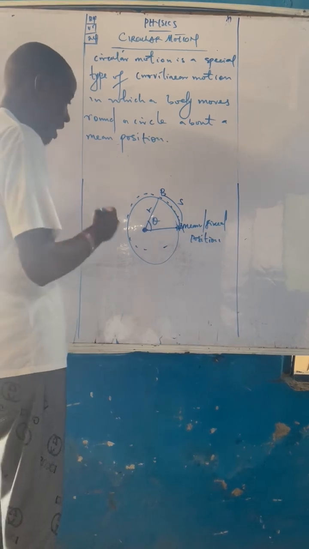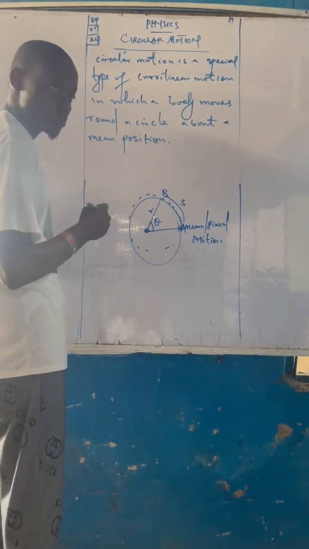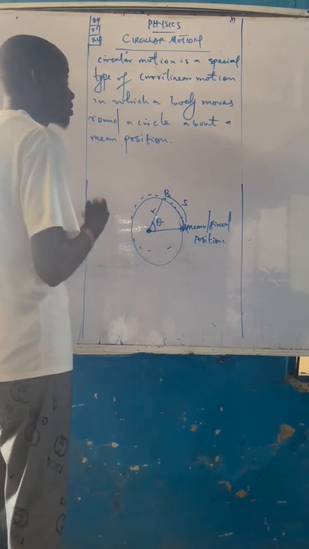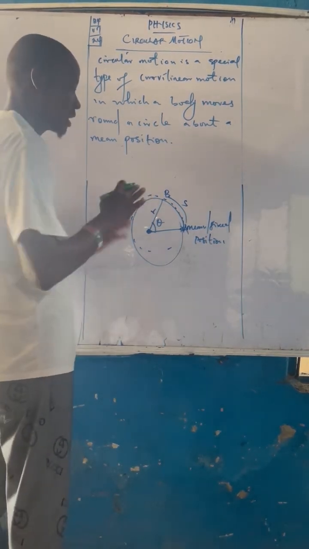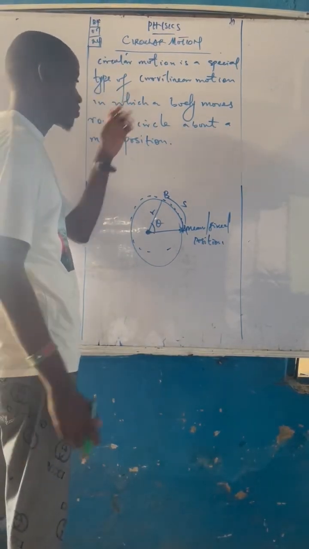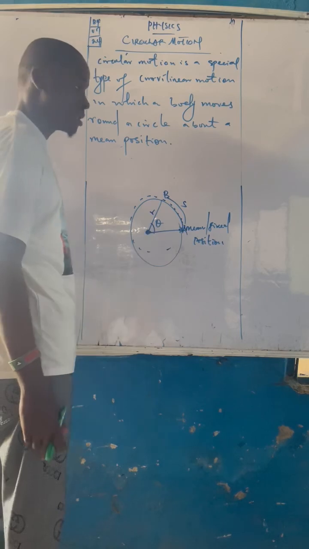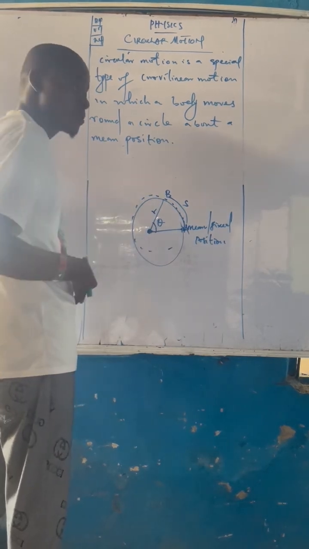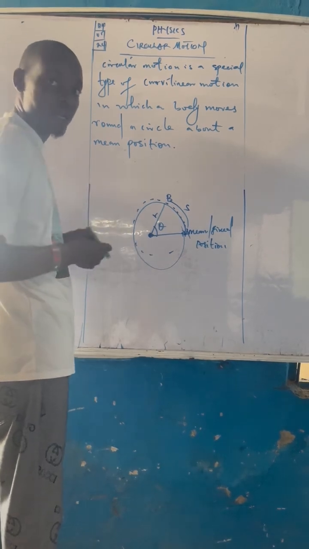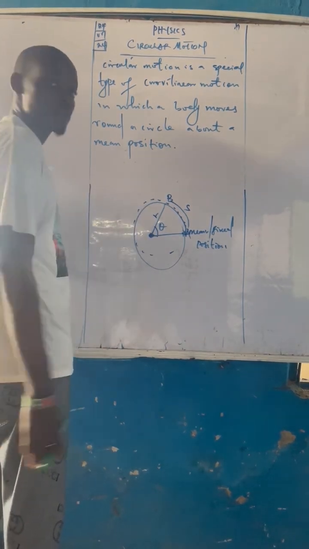All right. Now there are some things that you need to know that are attached to circular motion. But before I let you know about that, I want you to know that circular motion is divided into two. It's divided into uniform and non-uniform circular motion. So we are going to talk about that later, but I need you to know these things first.